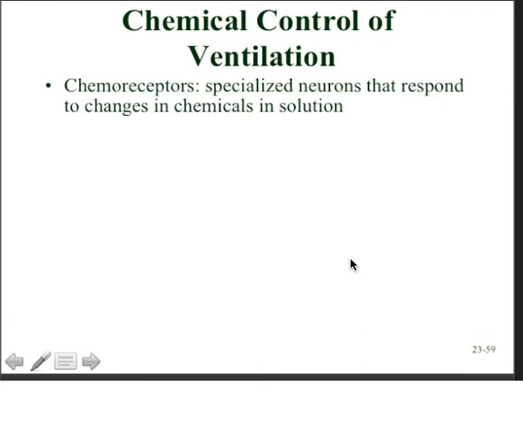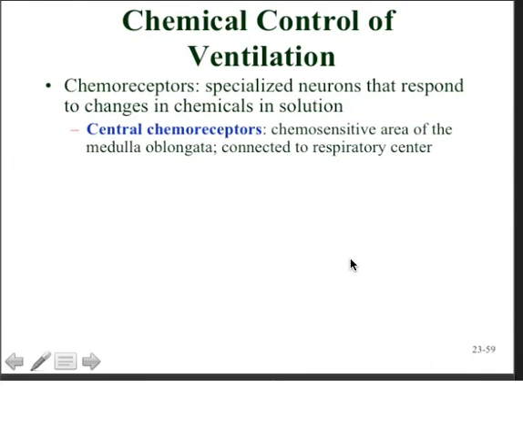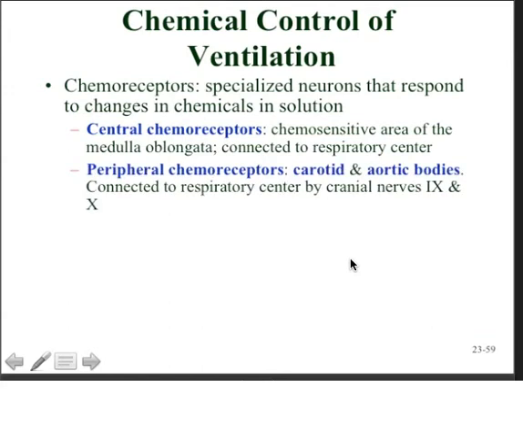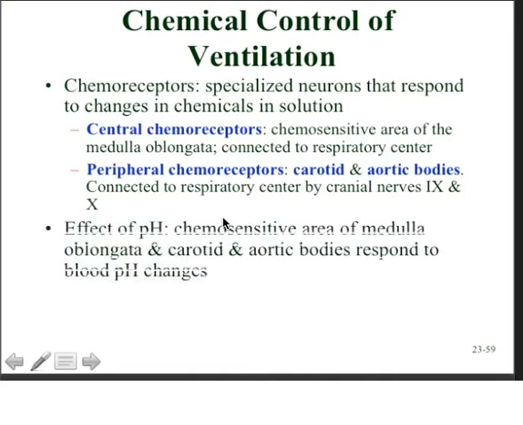Chemoreceptors are specialized neurons that respond to changes in chemicals in solution. Okay, so you can think of these as little dipsticks, if you will, that are constantly checking on the chemical composition of body fluids. Central chemoreceptors are chemosensitive areas in the medulla that are connected to the respiratory center, and then there are peripheral chemoreceptors in the carotid and aortic bodies that are connected to the respiratory center by cranial nerves 9 and 10.